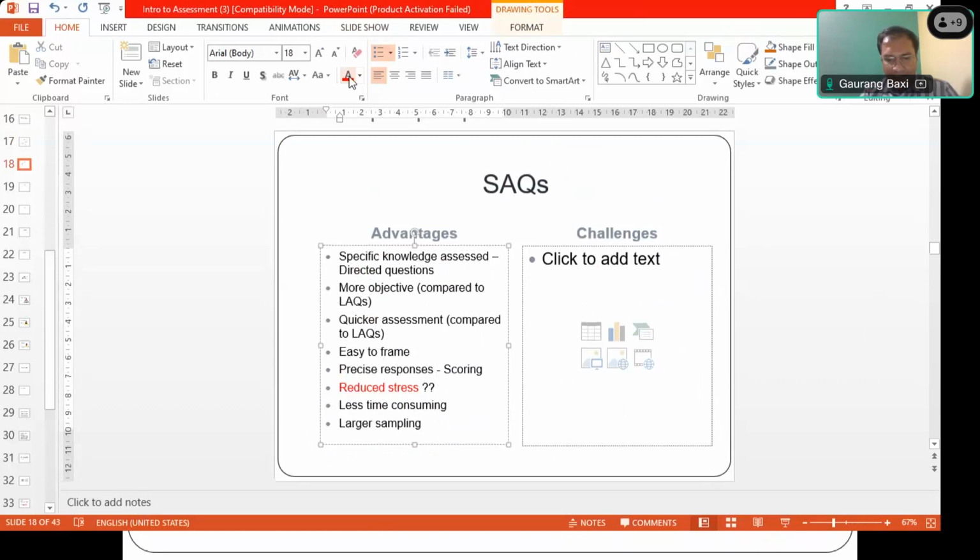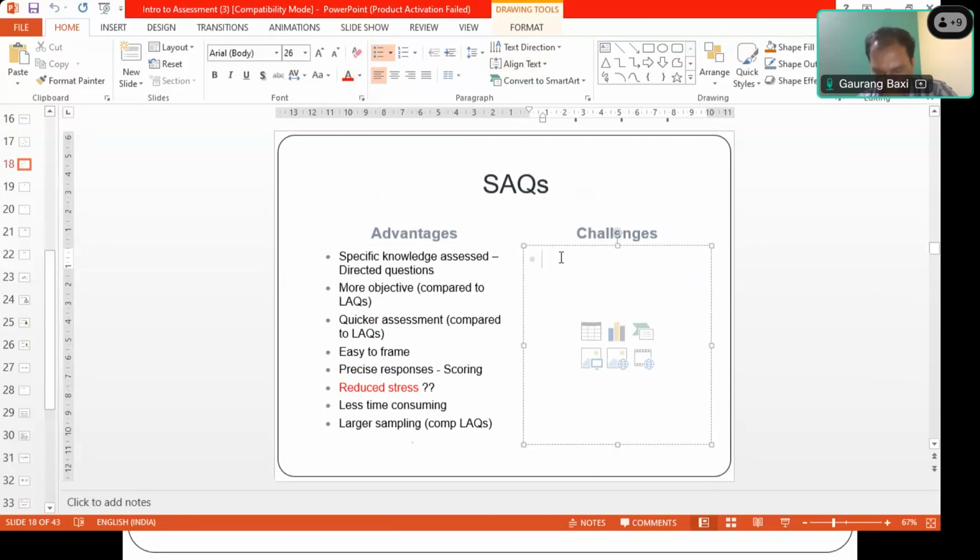Larger sampling, again, compared to LAQs. But when it comes to MCQs, it is still less. Any other points and advantages, or now shall we move to challenges?